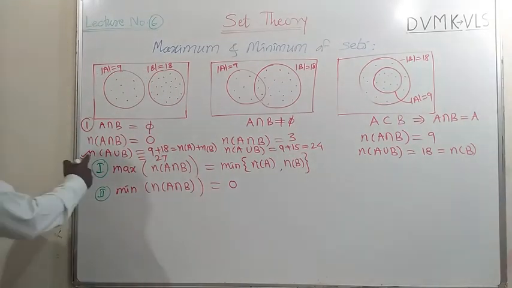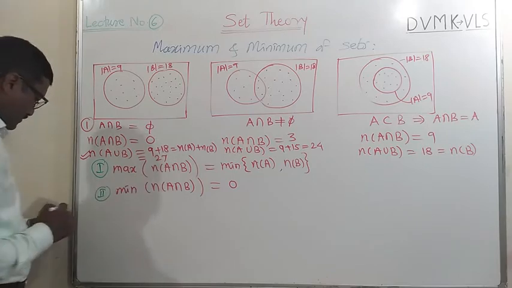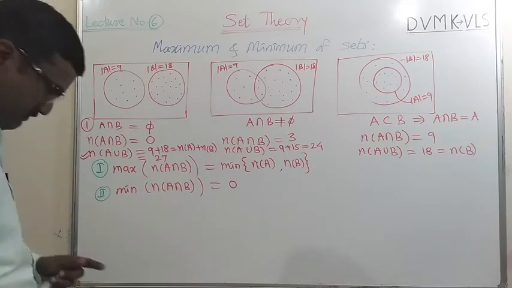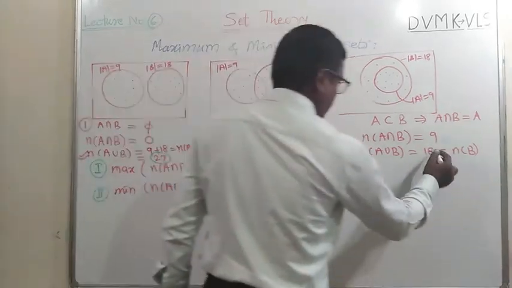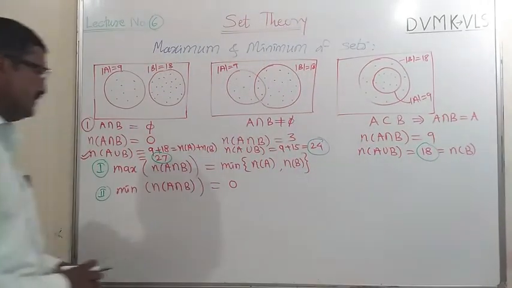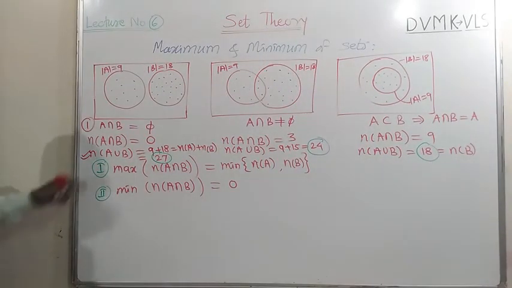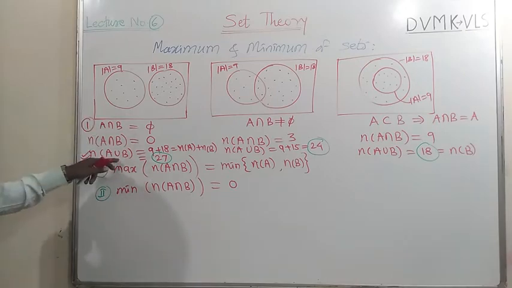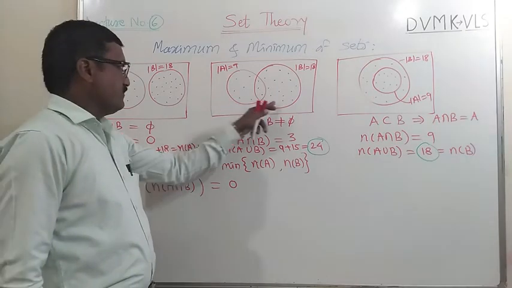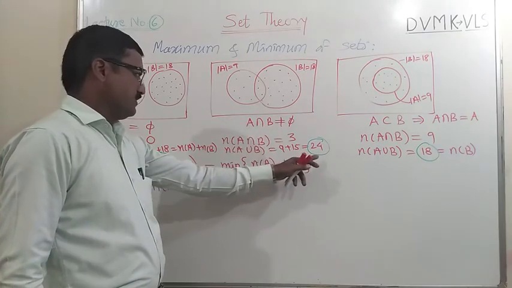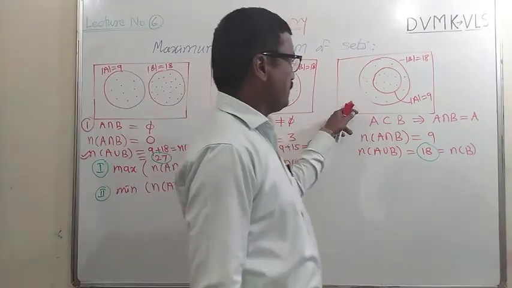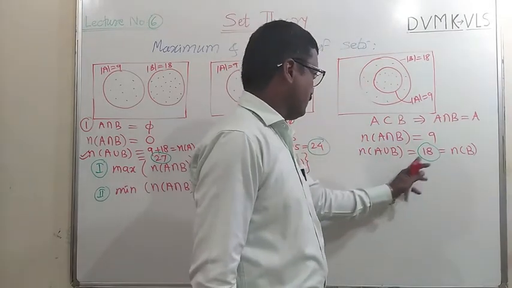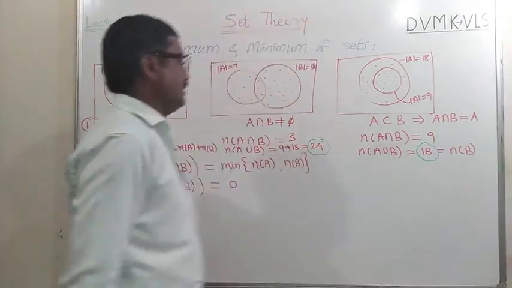Okay, so from these three results now we have numbers 27, 24 and 18. These are the number of elements in union. In this case, the number of elements in union is 27. When two sets are not disjoint, the number of elements in their union is 24, and when one set is a subset of another set, then the number of elements in union is equal to 18.